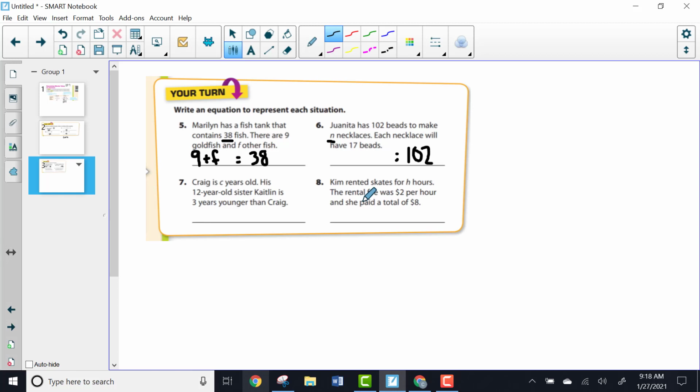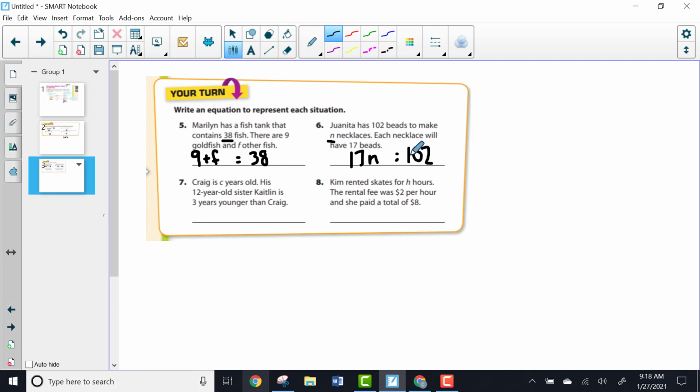Now, basically with this, we don't know how many necklaces she's going to make, but we know that each necklace will have 17 beads. So what we could see here is we have 17n equals 102. Okay, so n would represent the number that we don't quite know. In other words, how many necklaces can she actually make? She has 102 beads. Each necklace has 17 beads. How many necklaces can she actually make? So that's the algebraic expression that would represent this situation.